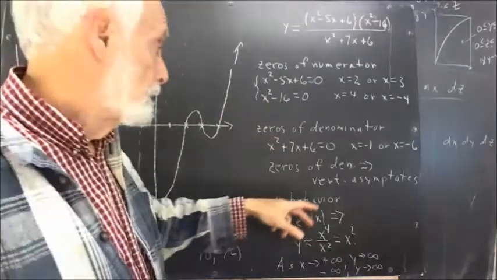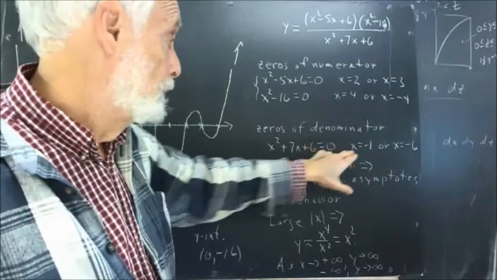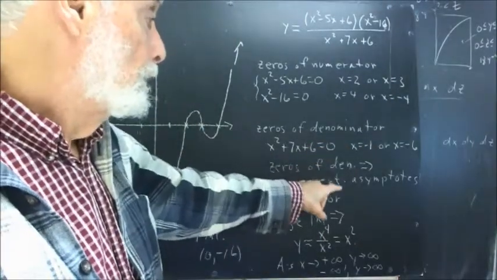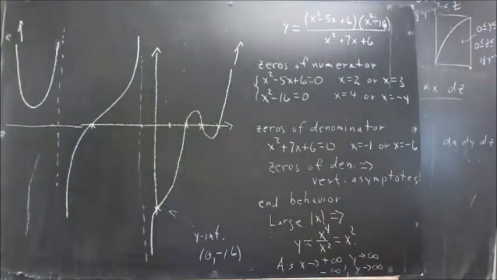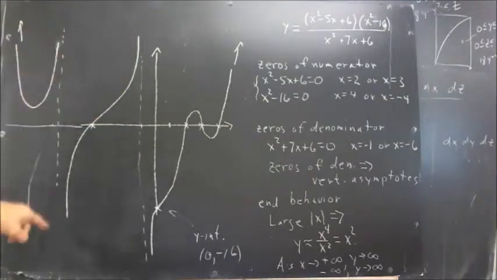The denominator set equal to 0, we have solutions x equals negative 1 and x equals negative 6, and the zeros of the denominator give us vertical asymptotes. So x equals negative 1, we have a vertical dotted line here. X equals negative 6, we have a vertical dotted line here.